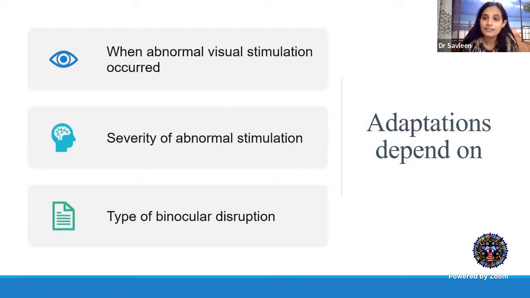In order to understand, we need to know how these adaptations develop, because they will develop depending on when the abnormal visual stimulation occurred, why it occurred, the type of disruption, and of course, how severe an insult it caused and at what age.